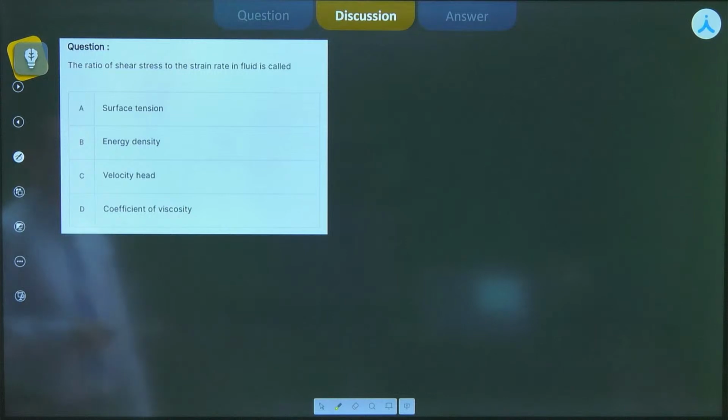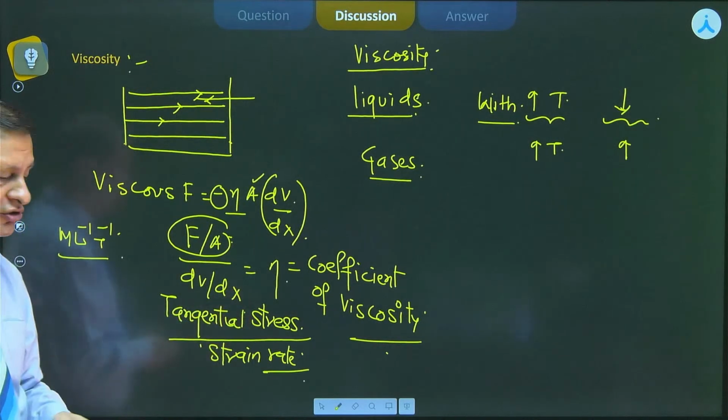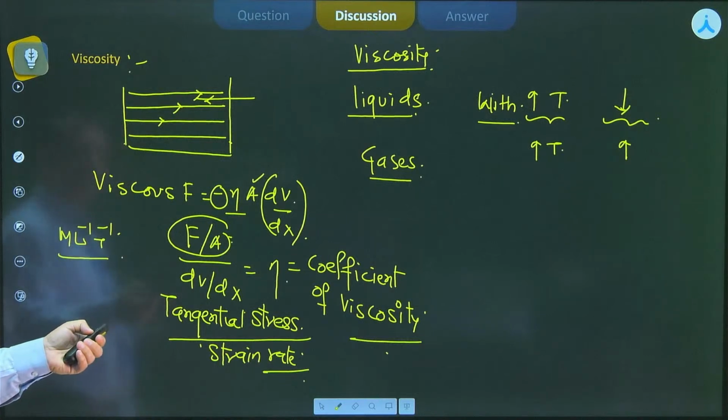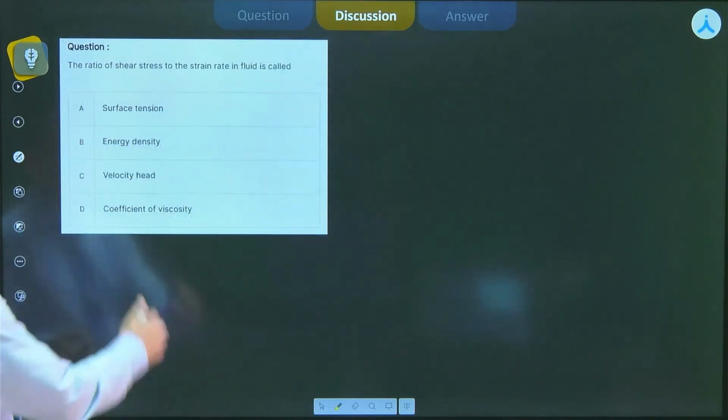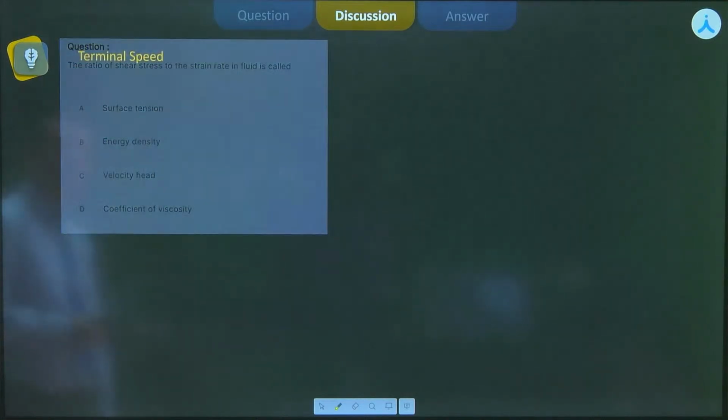Now, the ratio of shear stress to strain rate. Oh, this is what we have just covered. Tensile stress is shear stress also, and that is the coefficient of viscosity. So this is the coefficient of viscosity. The clear option is D.